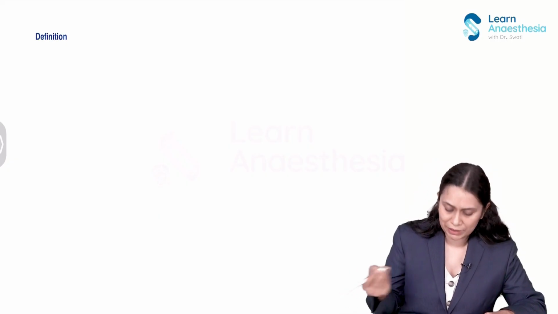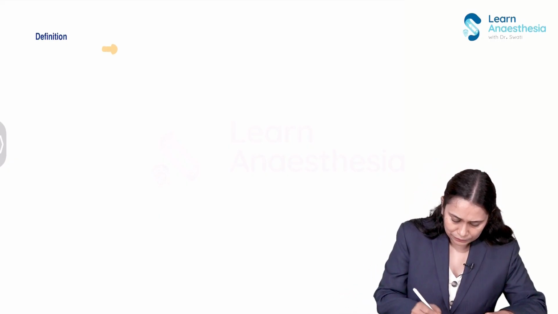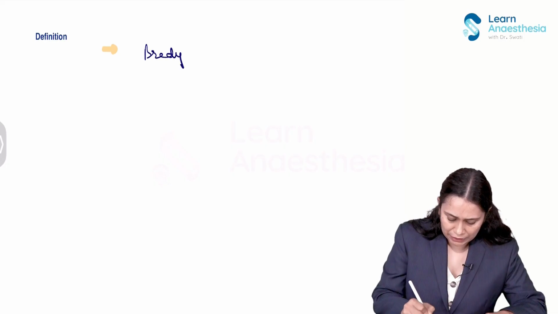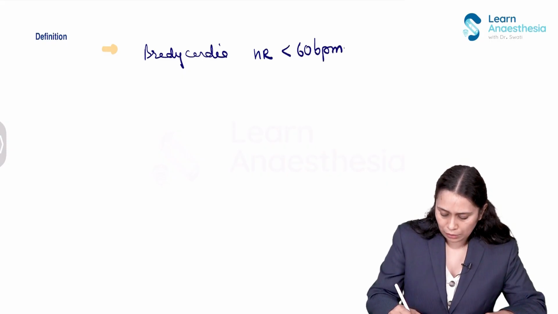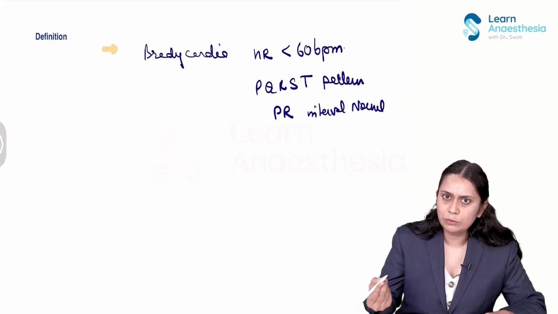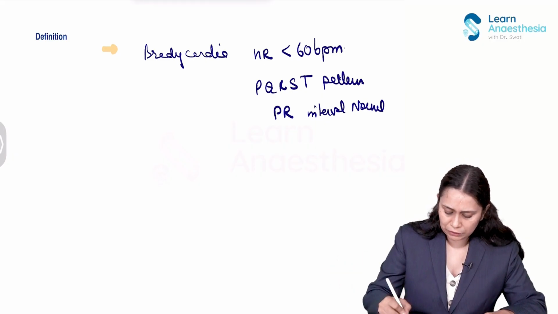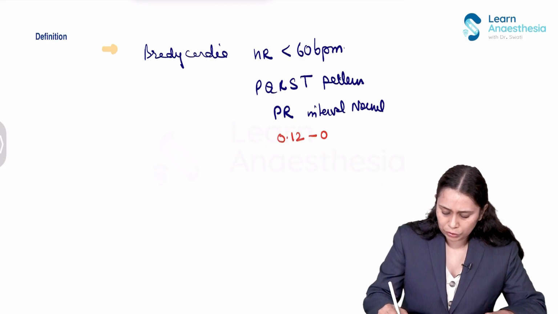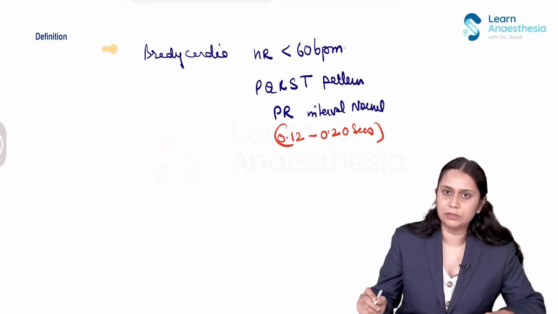So, the definition: first, bradycardia is heart rate less than 60 beats per minute with the PQRST pattern being followed, and all the intervals, the PR interval, within normal range. Within normal range means we should know the range of the PR interval, it is between 0.12 to 0.2 seconds, right? So this is the normal PR interval, okay?